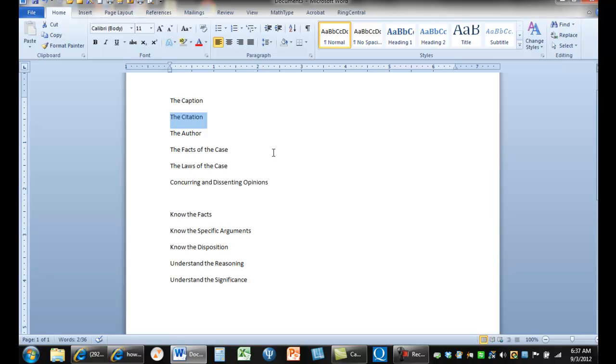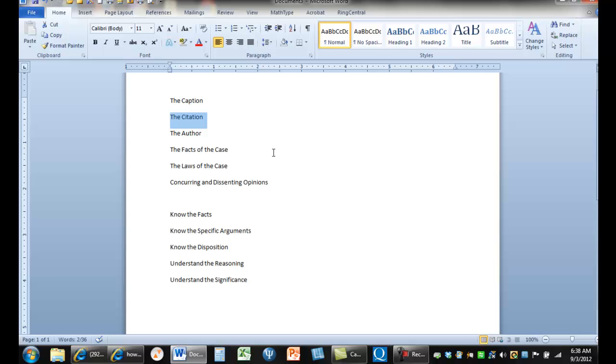Then you're going to find the facts of the case, which is a breakdown of what happened to bring the case to trial. Then you're going to figure out the issues of the case, which are the disputes in the matter: we're appealing this case because we want you to change it because of this reason.